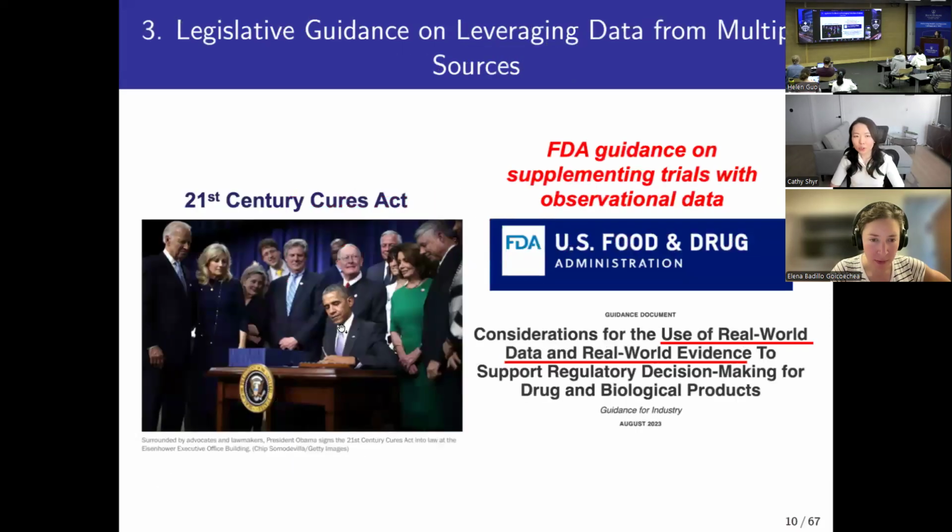Last but not least, the third opportunity I want to highlight is really the momentum from legislative guidance on leveraging data from multiple sources. So the 21st Century Cures Act really propelled the US FDA to provide guidance on supplementing trials with observational data. On the bottom right of the screen, I've got a screenshot of a guidance document that came out last year from the FDA, specifically looking at the use of real-world data and real-world evidence to support regulatory decision-making for drugs and biological products. So really, in summary, the landscape is really ripe for leveraging multiple data sets to estimate causal effects.